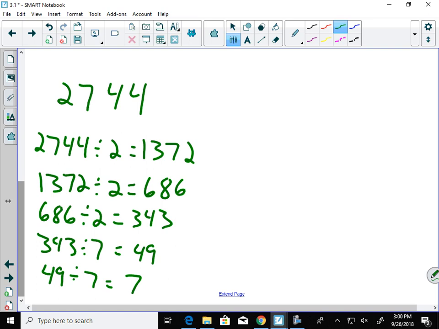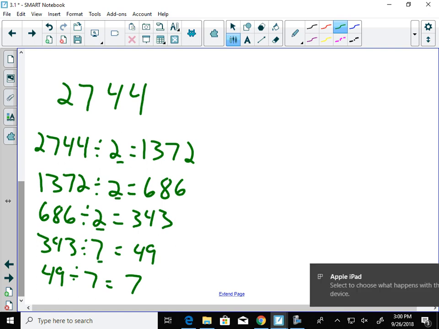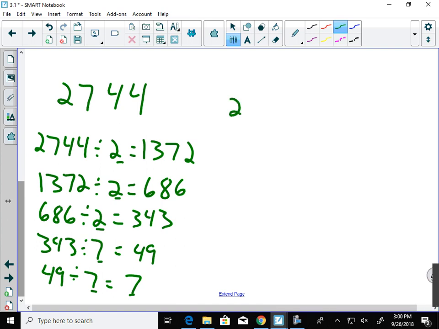Okay, so here are my prime factors for 2744. So I group them together: 2 times 2 times 2, 7 times 7 times 7. So now I have cube roots, right? They repeat in threes. There's three 2s, three 7s. So 2 times 2 times 2.